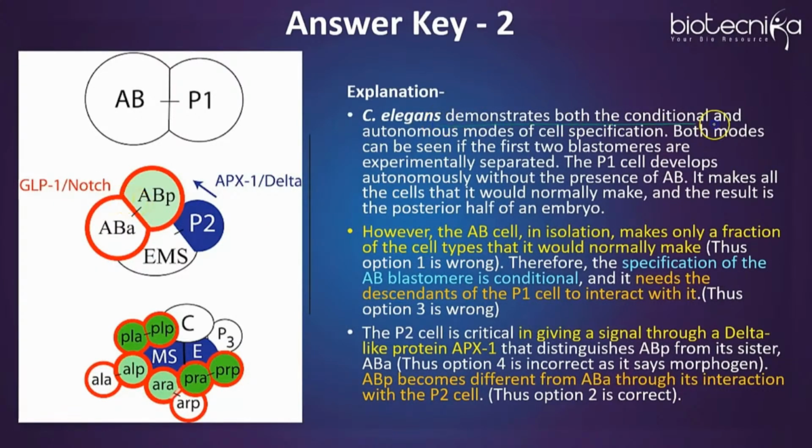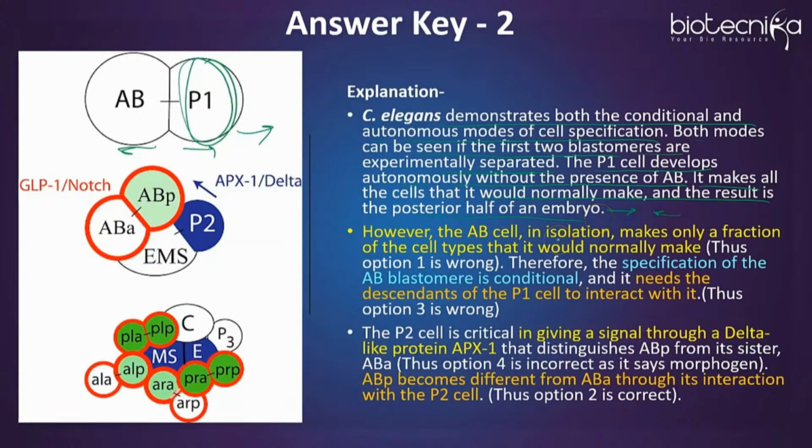C. elegans demonstrates both the conditional and autonomous modes of specification. Both modes can be seen in the first two blastomeres, if the blastomeres are experimentally separated. So P1 can develop autonomously. Even if you separate P1 from the other cells, it will make the cells it is supposed to make. It will develop autonomously without the presence of AB. It makes all cells that it would normally make, and the result is the posterior half of the embryo. This is because of cytoplasmic determinants. They already have it inside them.